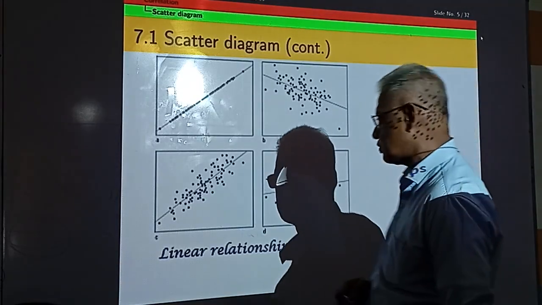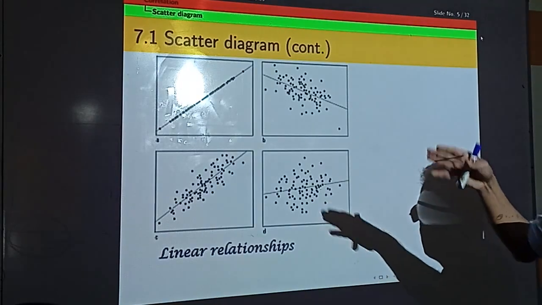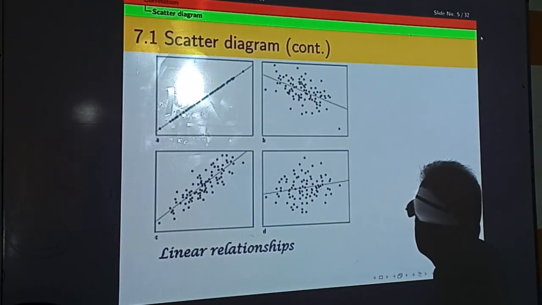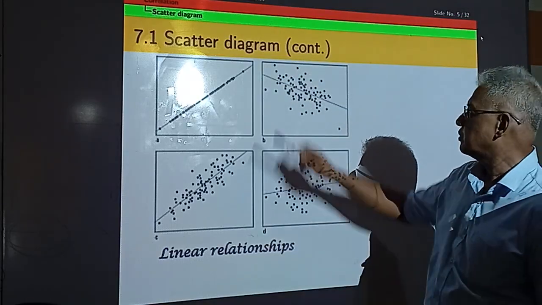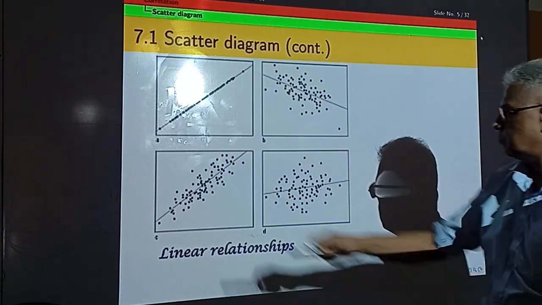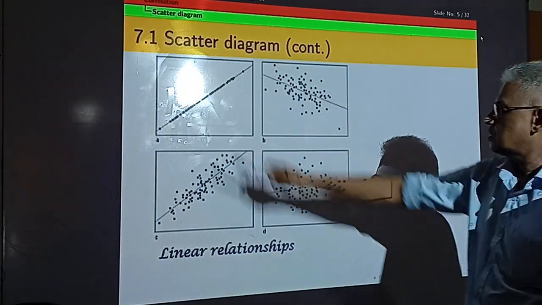If the slope is positive, we say a positive linear relationship. If the slope is negative, we say negative linear relationship. So in this one, you have a negative linear relationship. All these are positive linear relationships. Right? So this is perfect.